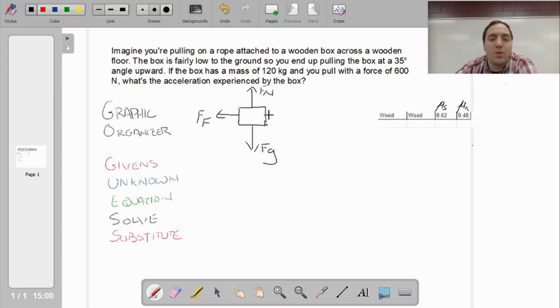You aren't pushing or pulling on the box directly. Instead, you've got a rope. And instead of pulling on the box straight this way, you're pulling at this angle here, which the problem tells me is 35 degrees.